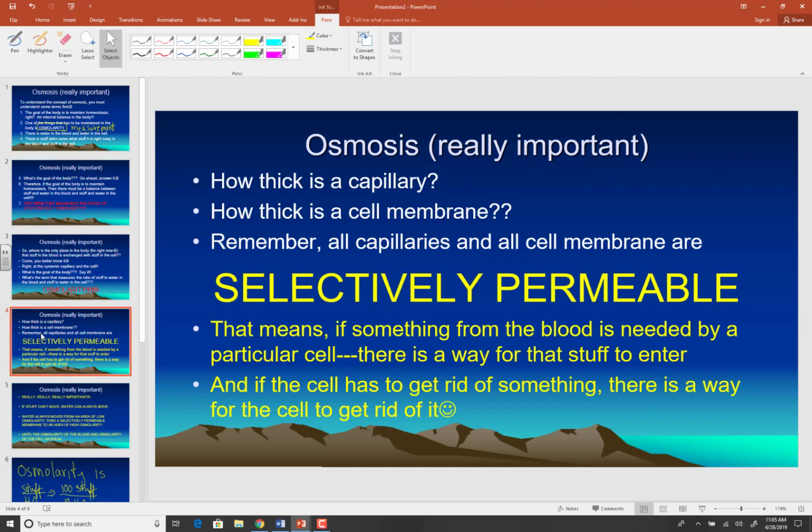And remember, how thick is a capillary? You learn this. It's one cell membrane thick. And how thick is a cell membrane? It's one cell membrane thick. And all capillaries and all cell membranes are selectively permeable. What does that mean? That means that if there's something in the blood that the cell needs, there's going to be a way for that stuff to get into the cell. And if the cell has to get rid of some stuff and put it into the blood, then there's going to be a way for that cell to do that. That's selective permeability. And all cells have that.